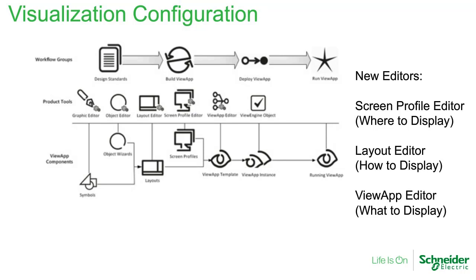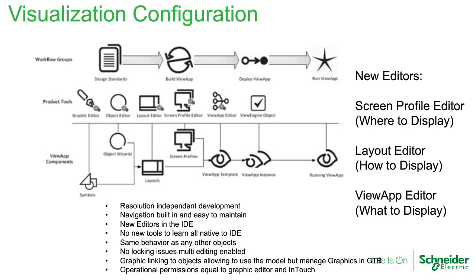So this shows a quick overview of all the new editors that you will find in the IDE. And basically there are 3. So one is a screen profile editor, what basically tells you where do I want to display on, what type of canvas do I have. The second one would be a layout editor, is how to display it. And then the third one is like the equivalent of window maker. We call it the ViewApp editor, what to display. So within Touch OMI there are 3 new editors that you will find in the product.